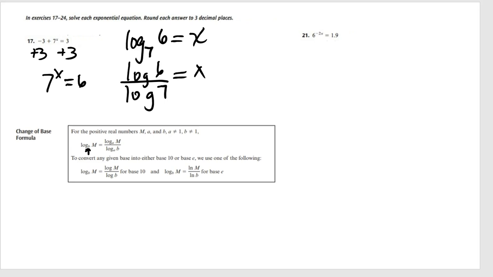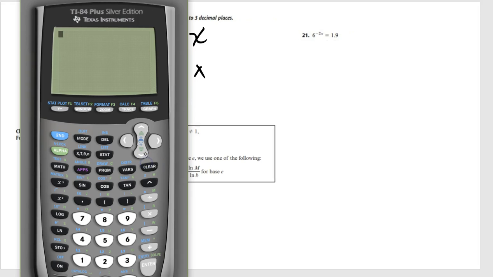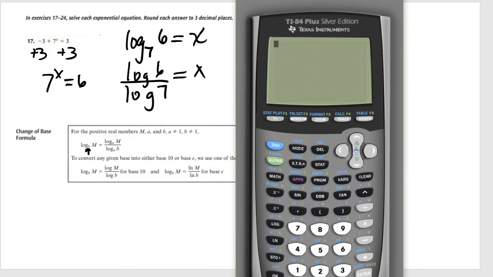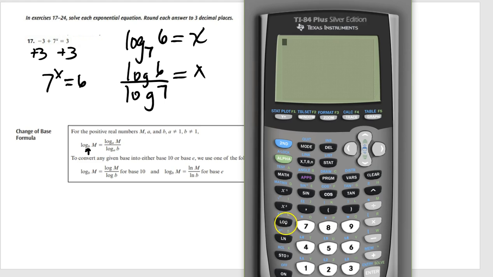So if I enter this in my calculator, I'll say log of 6 divided by, let me put this in parentheses, log of 7, and I get 0.921.